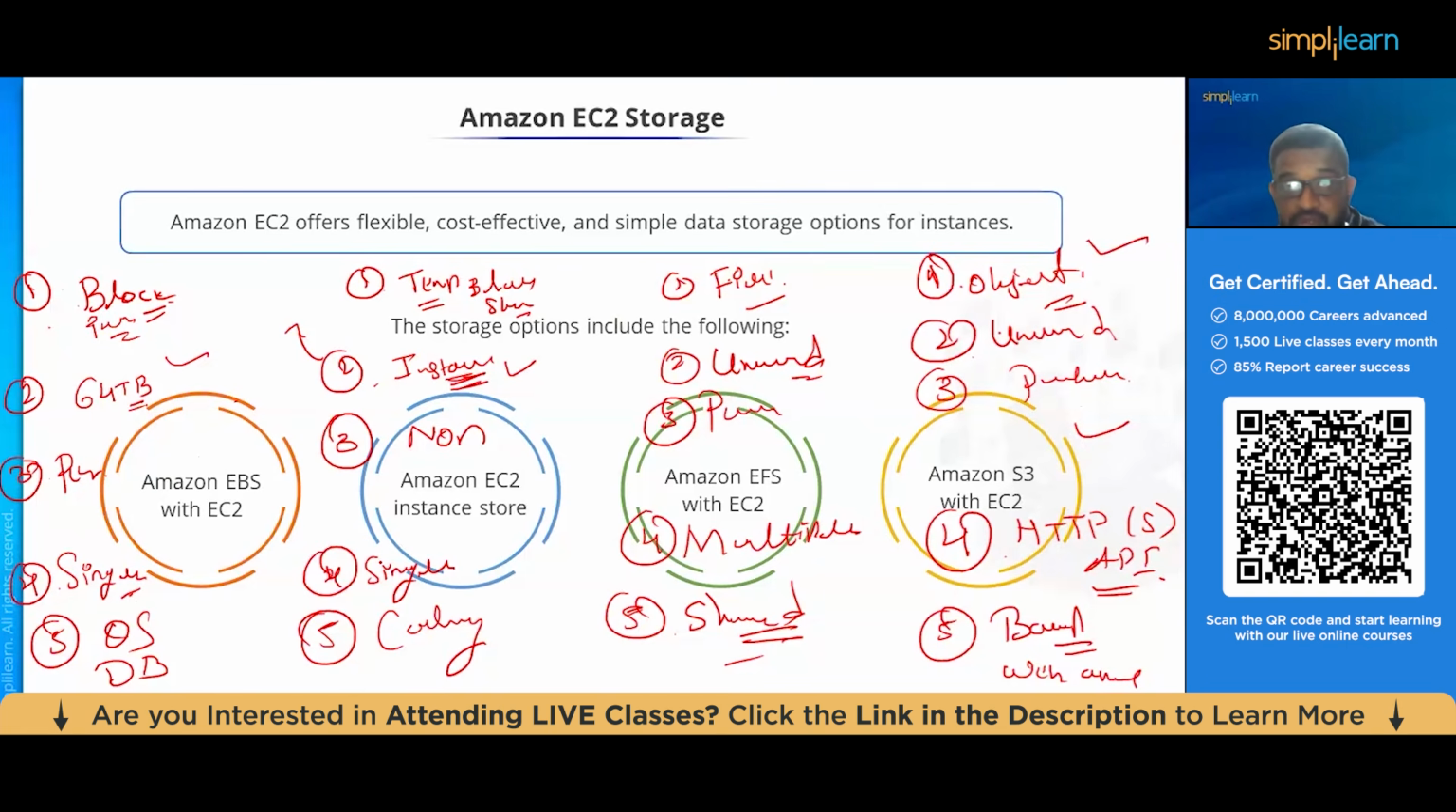If I talk about the performance also, this performance is always faster, right? This is fastest. EBS will be high. EFS will be moderate. So S3 compared to this is somewhat slow, right? So folks, this is all about the comparison of these different EC2 storage options.